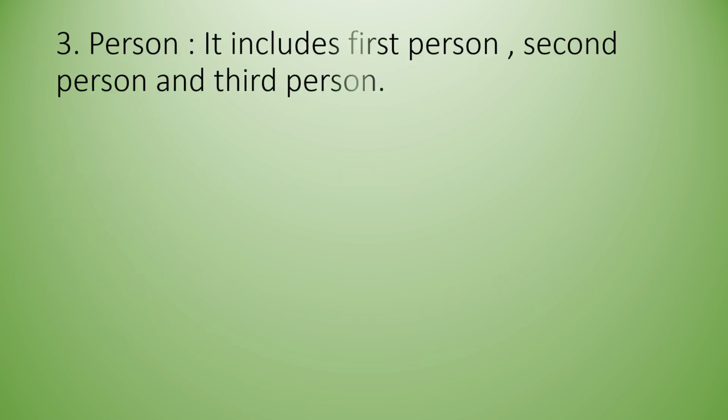Now, the third point for personal pronoun is person. It means personal pronoun depends on first person, second person and third person. Now the question arises, what are first person, second person and third person pronouns? First person is the person who is speaking, or we can say the speaker. Second person is the listener to whom we are speaking. And third person is that person about whom the first person is speaking to the second person. For example, he, she, it.